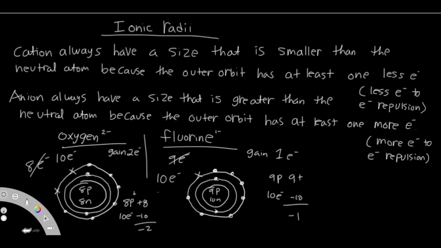Why? Look at the amount of protons here. We have 8 protons, 10 electrons. Fluorine, 9 protons, 10 electrons. They both have the same amount of electrostatic repulsion. 10 electrons of repulsion, 10 electrons of repulsion. Which one is going to be more compact? Squeeze tighter together? The oxygen or the fluorine? It's going to be the fluorine. More compact.